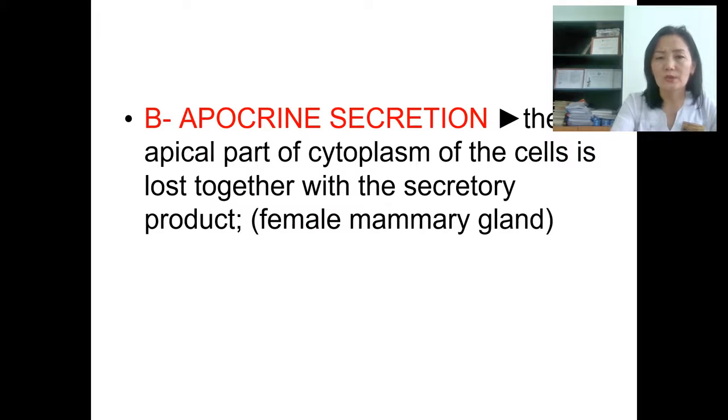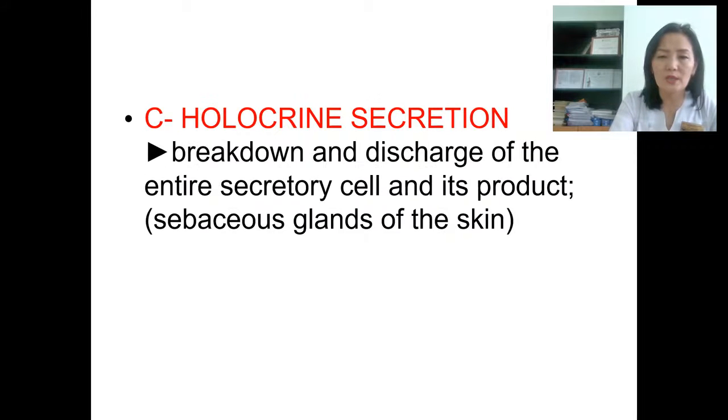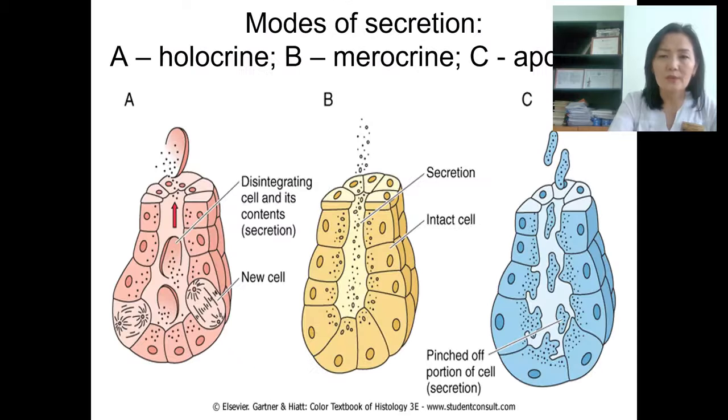Apocrine secretion. What does it mean, apocrine? The apical part of the cytoplasm of the cells is lost together with the secretory product. Example: the female mammary gland is an example for apocrine secretion. Holocrine secretion: breakdown and discharge of the entire secretory cell and its product. Example: sebaceous glands of the skin have holocrine secretion.